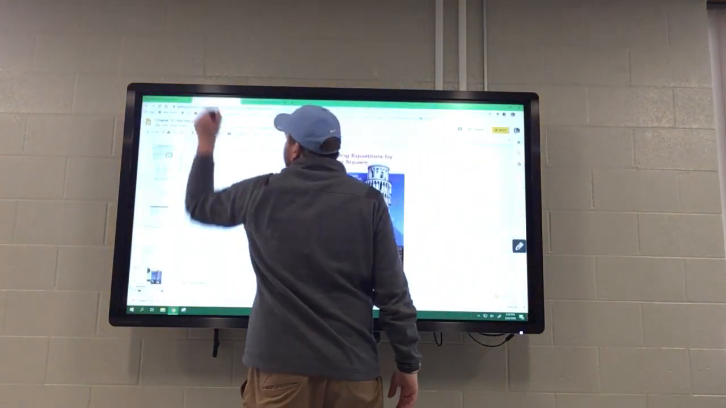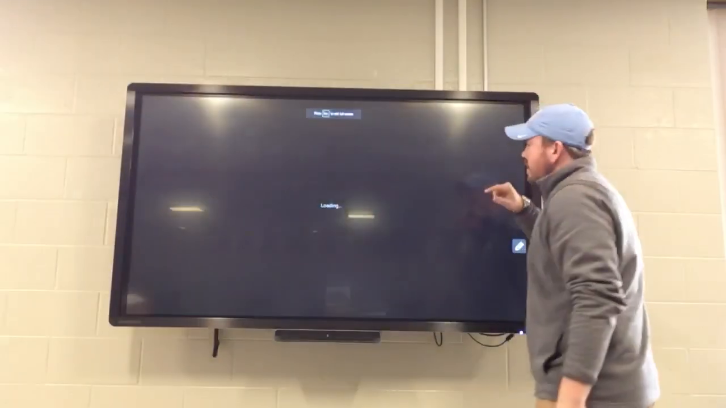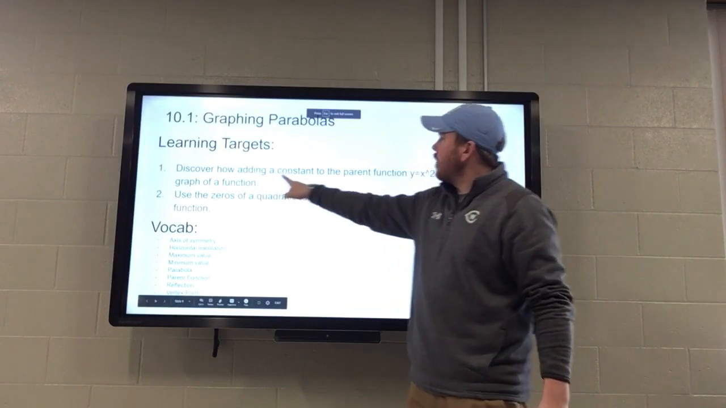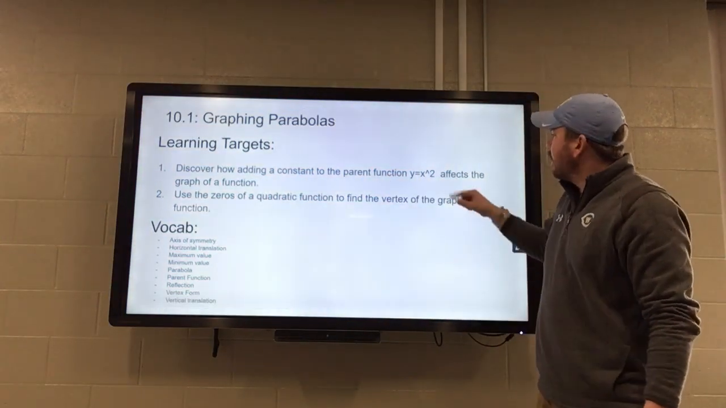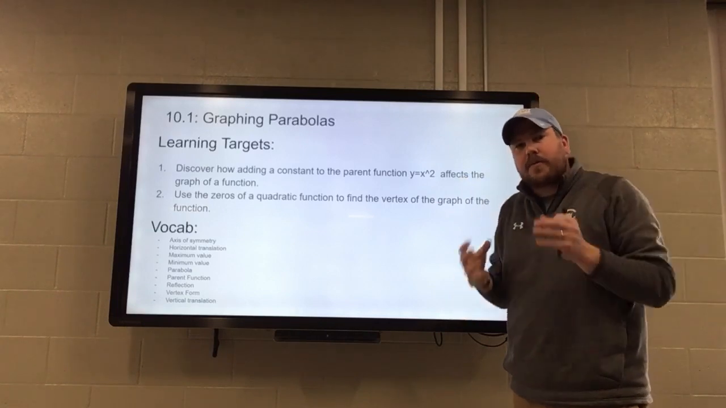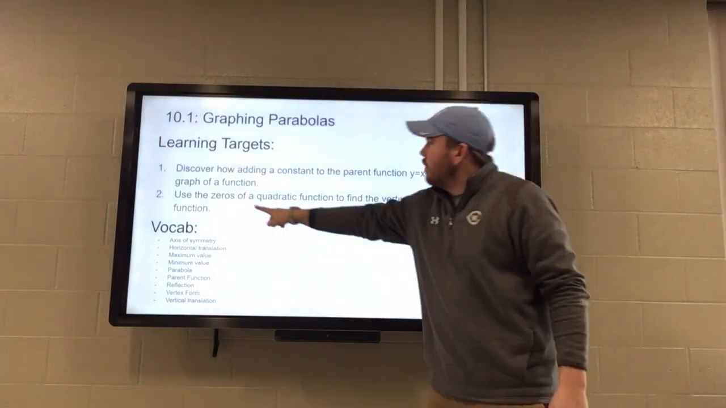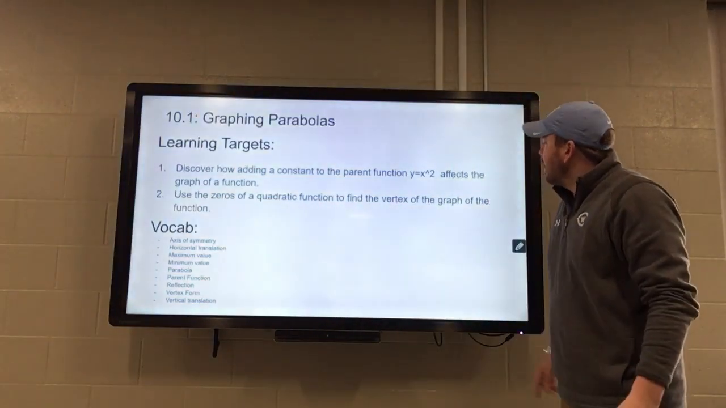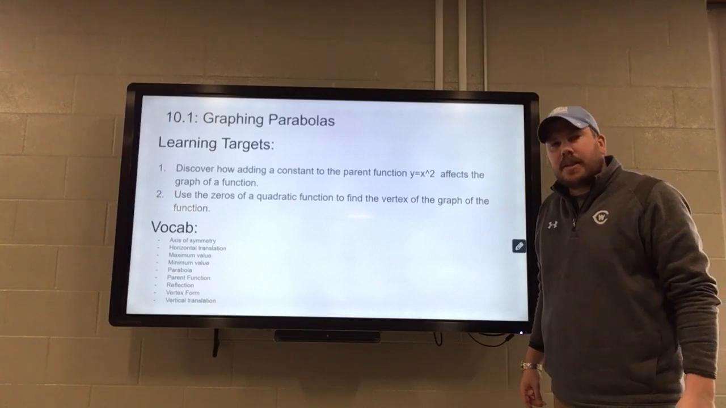So, that is section 1 in chapter 10. What we just learned, we learned how to discover adding a constant to the parent function affects the graph of a function. Okay, if we added it on the end, that moved it up or down. If we added it within those parentheses, it moved it to the left or the right. And then we used the zeros of a quadratic function to find the vertex of the graph of the function. Those are the two main skills you need from this chapter.